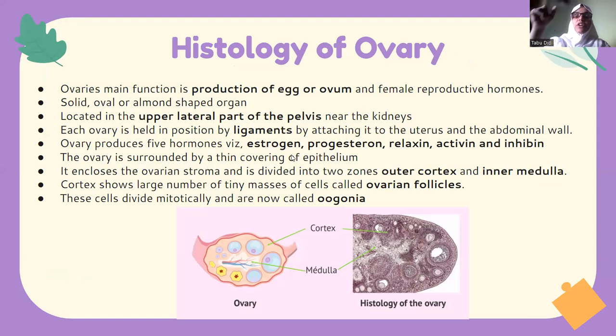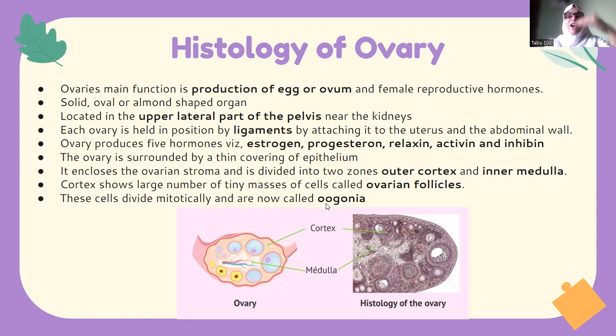And the ovary is surrounded by a thin covering of epithelial tissue, the epithelial lining. From inside, the ovary has two zones or regions: the outer region, the cortex, and the inner region, known as the medulla. The inner region is supplied by blood vessels, whereas the outer region has the developmental places where the ovarian follicles will develop. In the first stage, ovarian follicles will divide mitotically and result in something known as oogonia cells.